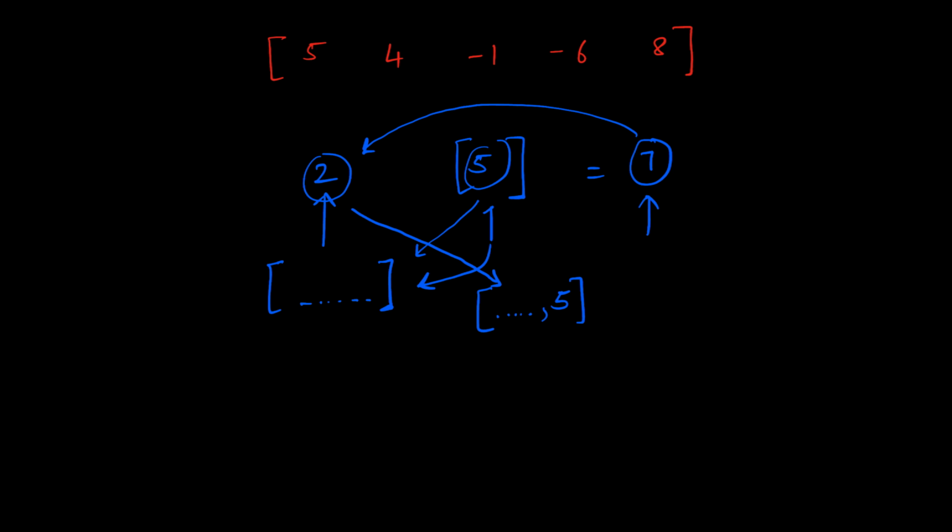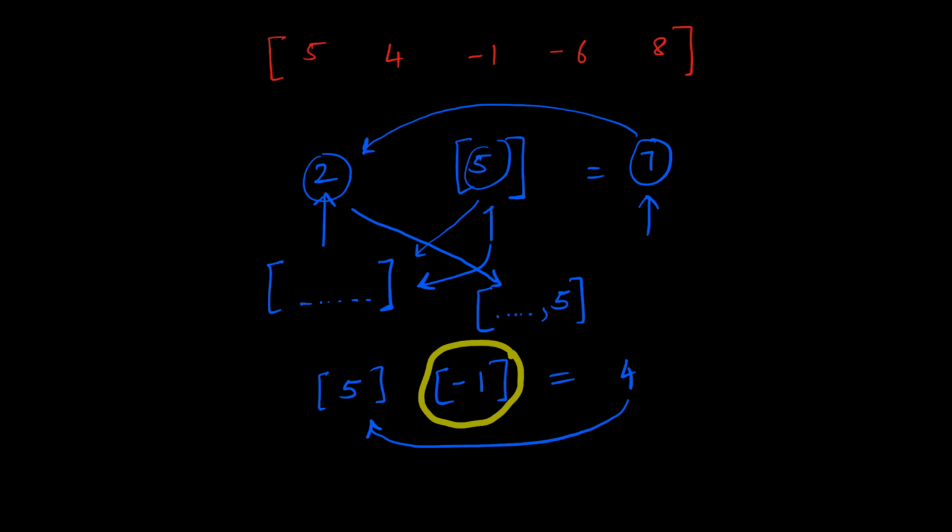Now let's discuss a different negative case. Let's assume the subarray total is 5 and the new number is minus 1. The sum of these two numbers is going to be 4, which is actually lower than the original subarray total. So it does not make sense to include minus 1 into the existing subarray and lower the total. So far the scenario that we looked at, the original subarray totals are positive.